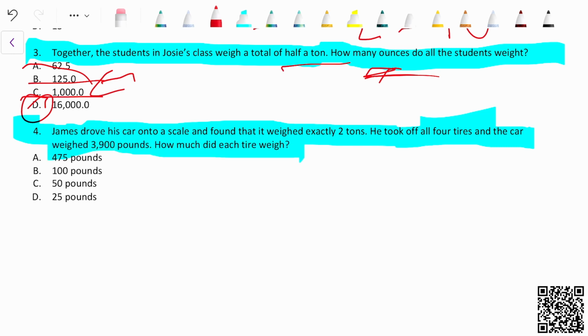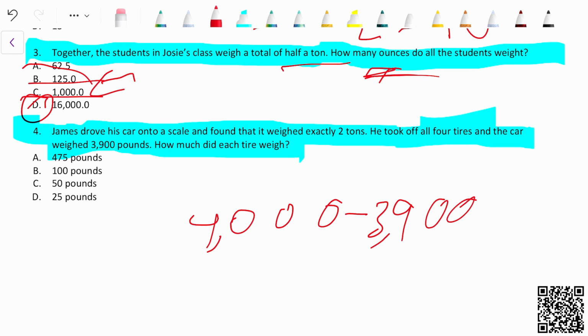Okay, so straight away we can see that, as I said, 1 ton is 2,000 pounds. So we're asking to be converted into pounds here. So we're going to convert 2 tons into pounds. That would be 4K, because 2K multiplied by 2 is 4K. And subtract 3,900. At this point, most of us would see that 4,000 subtract 3,900 is 100.